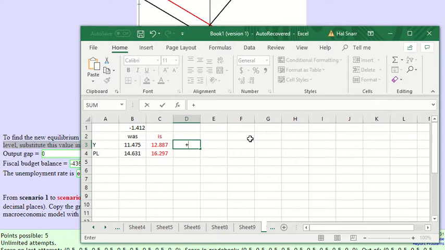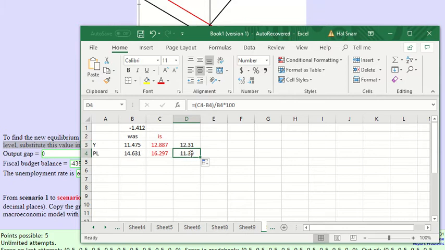Okay, so economic growth is parentheses what GDP is, minus what GDP was, divided by what GDP was. And we got to turn it to a percent, so we multiply by 100. So what it is minus what it was, that difference divided by what it was. And we get 12.301. Now if I pull this down, I get the inflation rate.